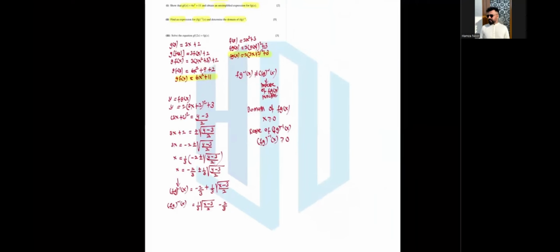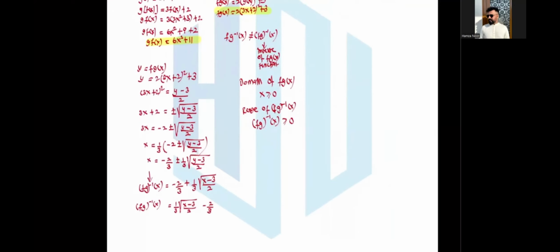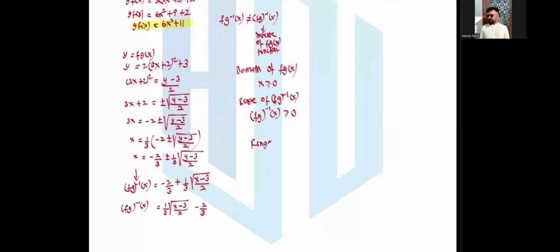We also need to find the domain of the inverse of f(g(x)). As we know, the domain of the inverse function is the range of the original function. So first of all, we need to find the range of f(g(x)). As we know, the range of the composite function is either the same as the range of the outer function or else lies inside it.